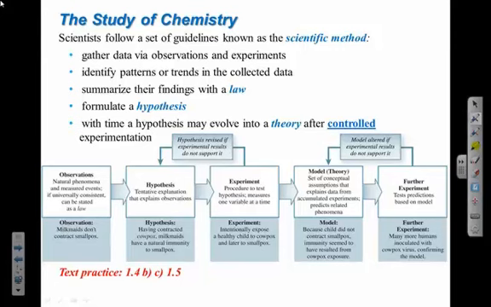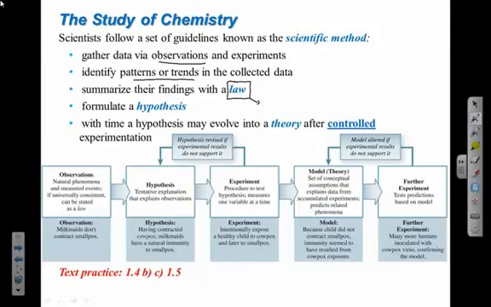So in the scientific method, we start with making some basic observations, maybe some basic experiments, identifying some patterns or trends, just observing the way things behave around us. And if we take those observations, sometimes we can make a law out of them. A law is usually a mathematical way of describing a trend.